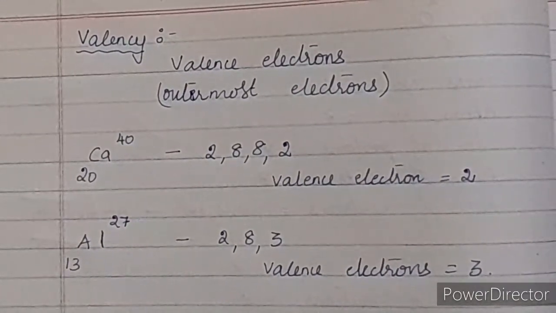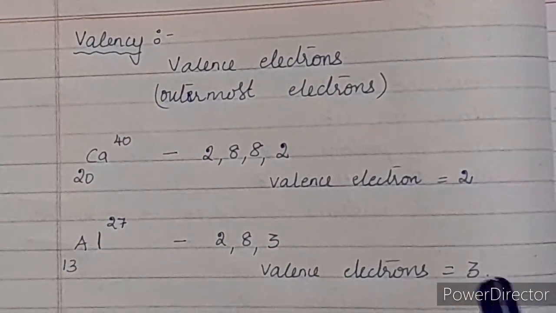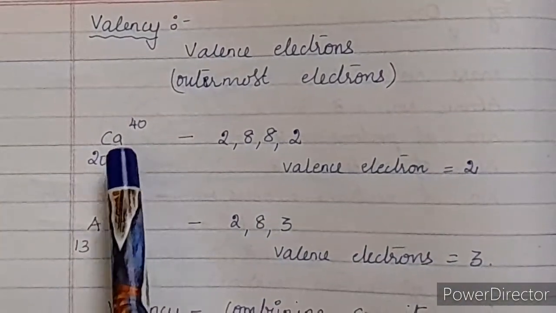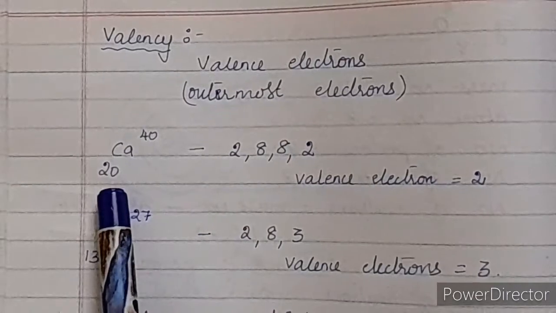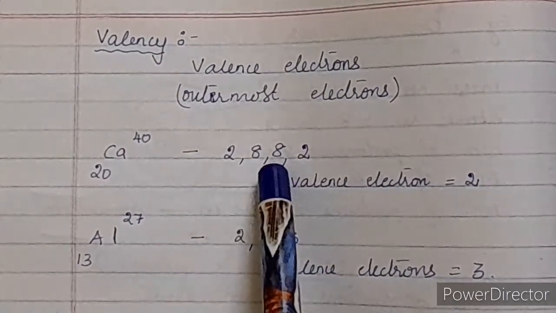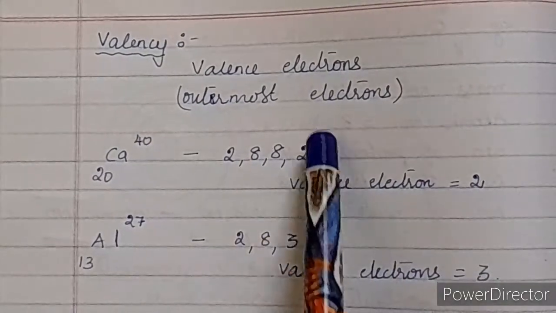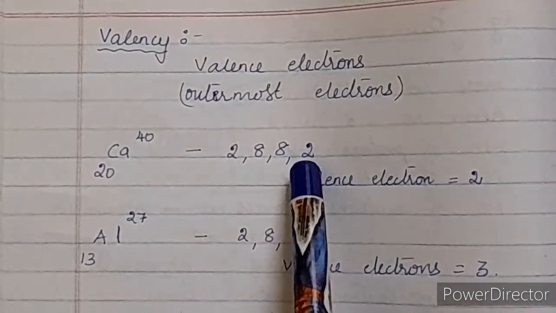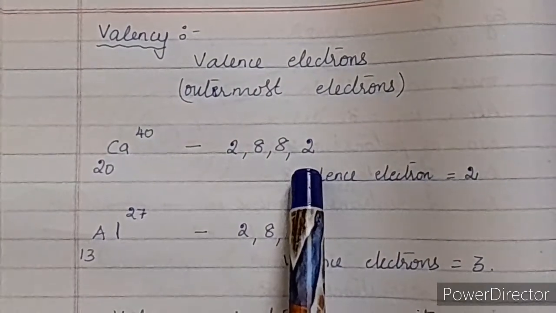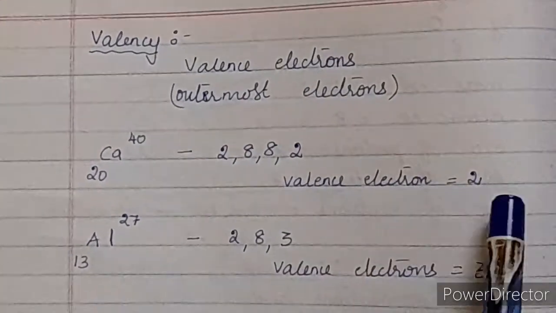Now let's see the valencies. First we'll see what the valence electrons are. Take calcium. For calcium the atomic number is 20, so how will you write the electronic configuration? 2, 8, 8, 2. So how many electrons are there in the valence shell? In the valence shell, that is the last, outermost shell, there are 2 electrons. So the valence electron is 2.